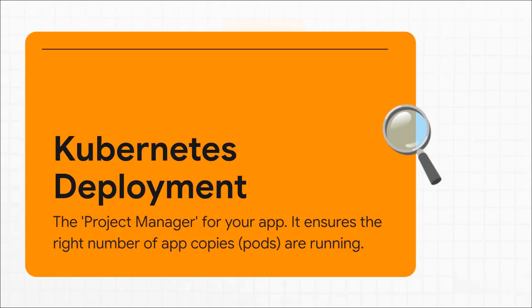So the very first blueprint we're going to need is for something called a deployment. The best way to think about a deployment, it's like a project manager for your application. Its entire job is to look at your instructions and then work nonstop to make sure reality matches them. You say, I want 3 copies running, and the deployment makes sure 3 copies are always running.